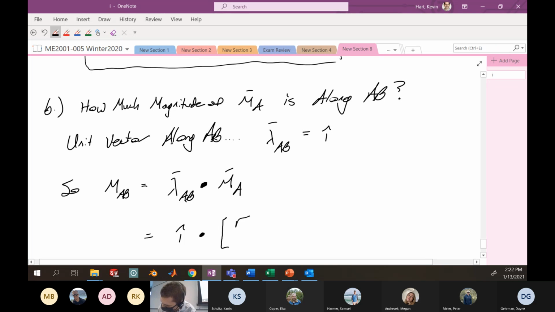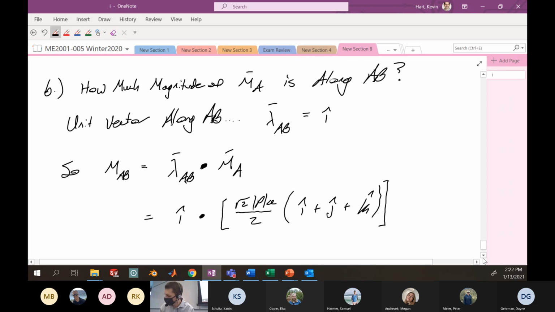We remember it is root 2 magnitude of PA on 2 times I plus J plus K. Now we have to remember the rules of our dot products to know how we execute this math. We know that the dot product is distributive, so I can distribute this across the various pieces. What I have to consider is, what is I dot I? That's the first thing I want to consider. What is I dot I? Who remembers from yesterday? Yeah, it's 1.